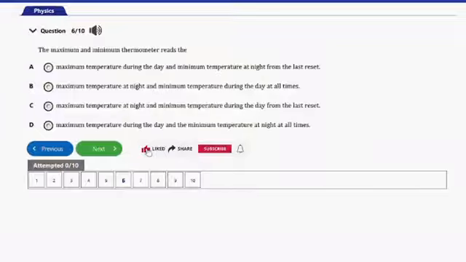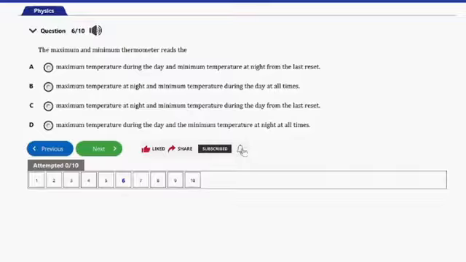So guys, the next question here is question number 6. It says the maximum and minimum thermometer reads the A, maximum temperature during the day and minimum temperature at night from the last reset. So guys, obviously the answer to this question here is option A here.